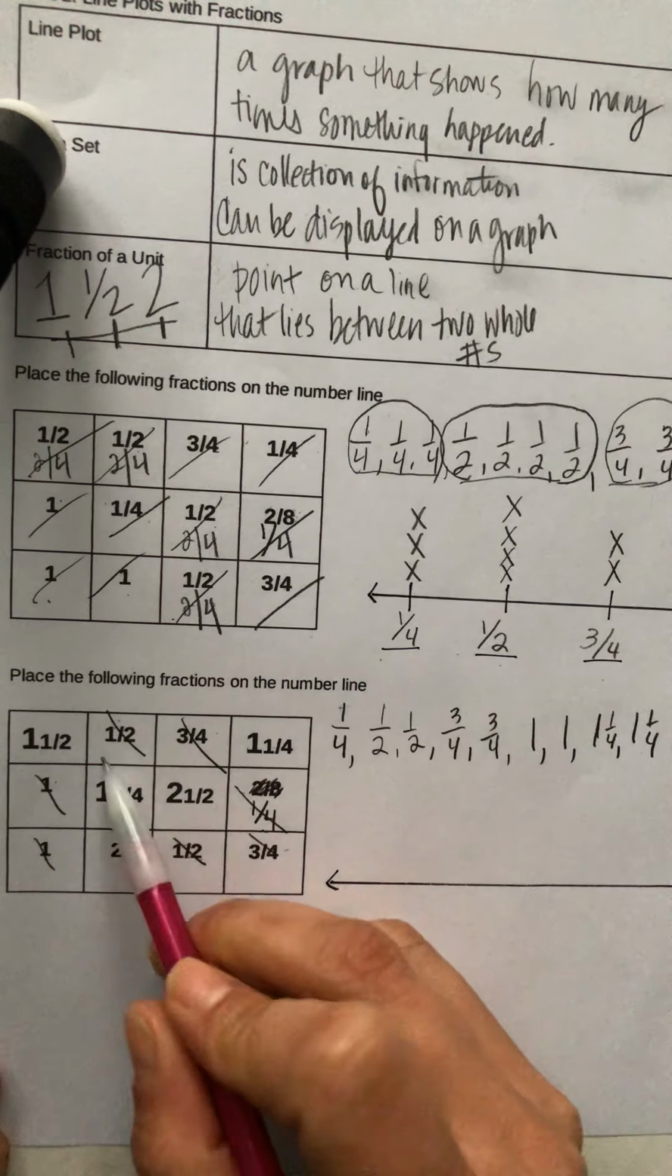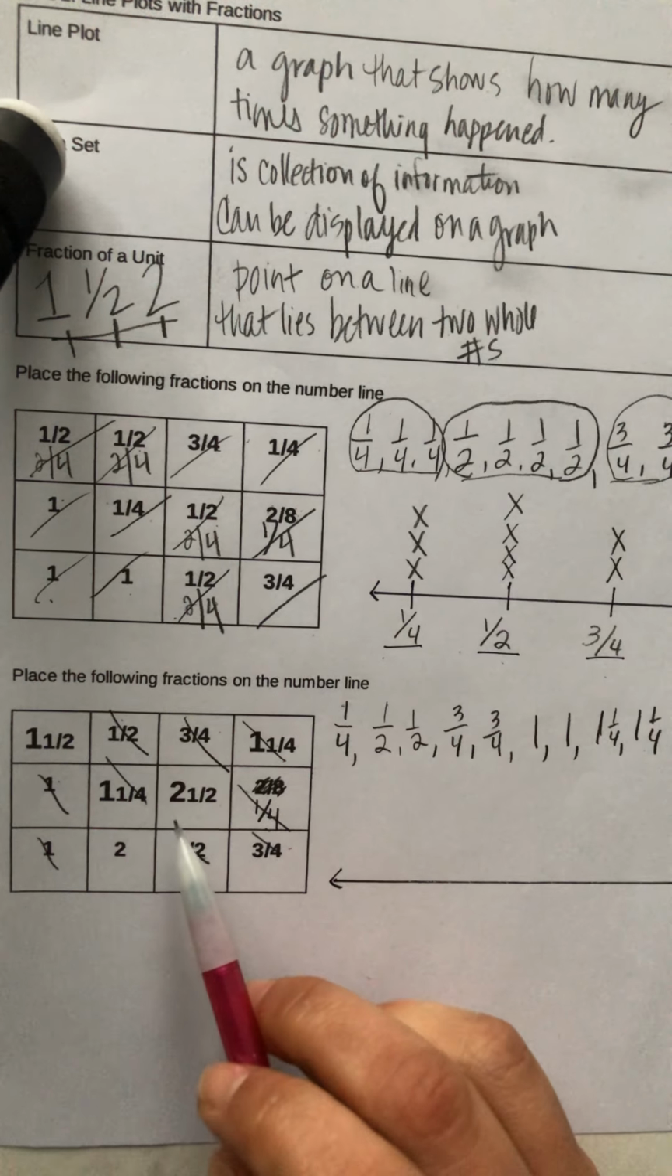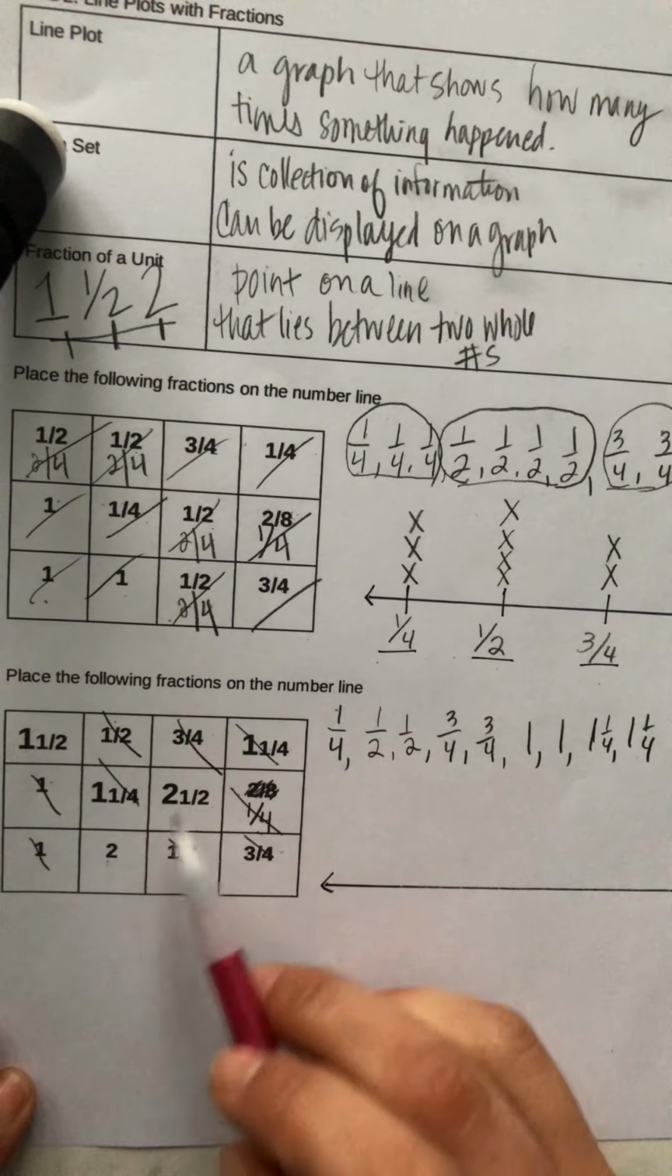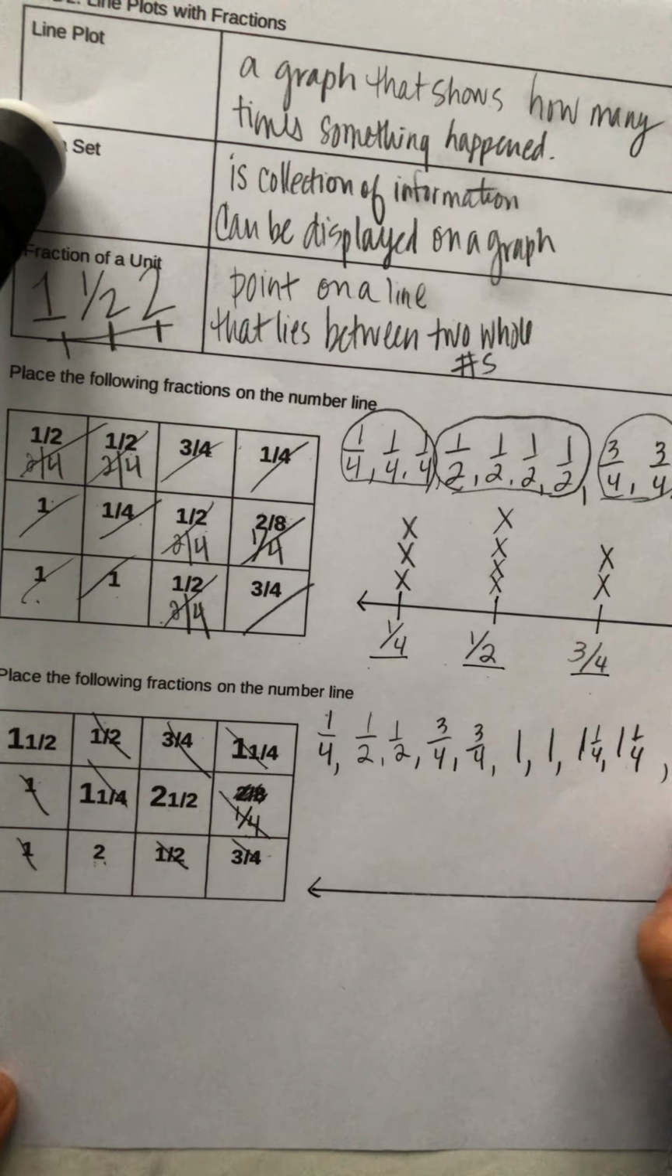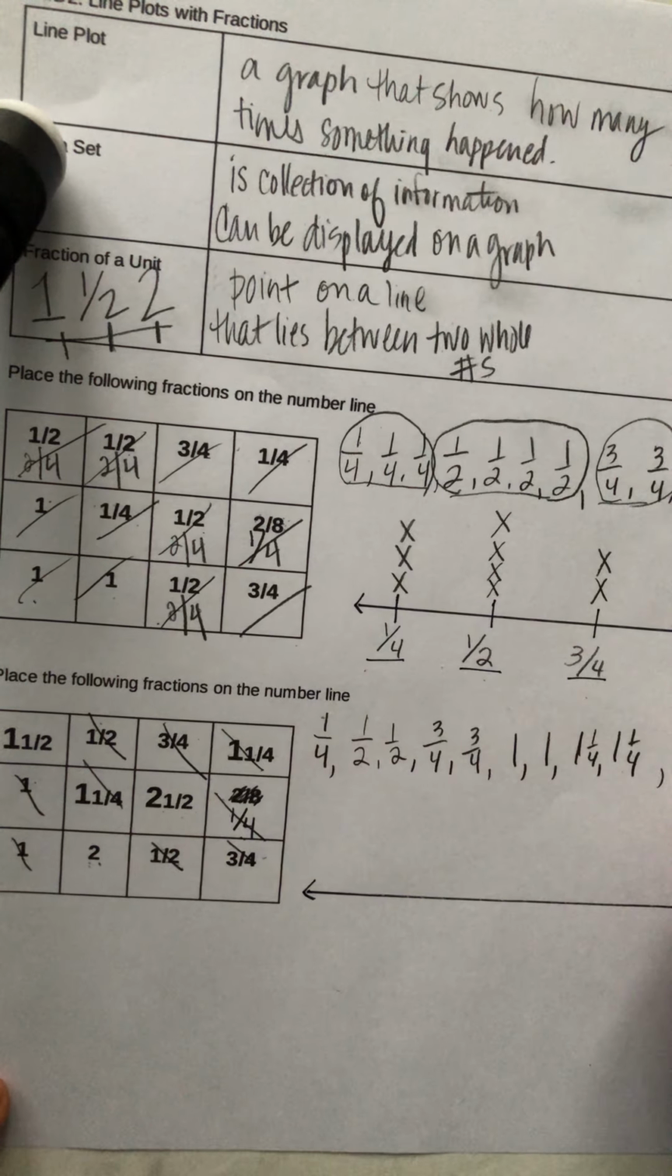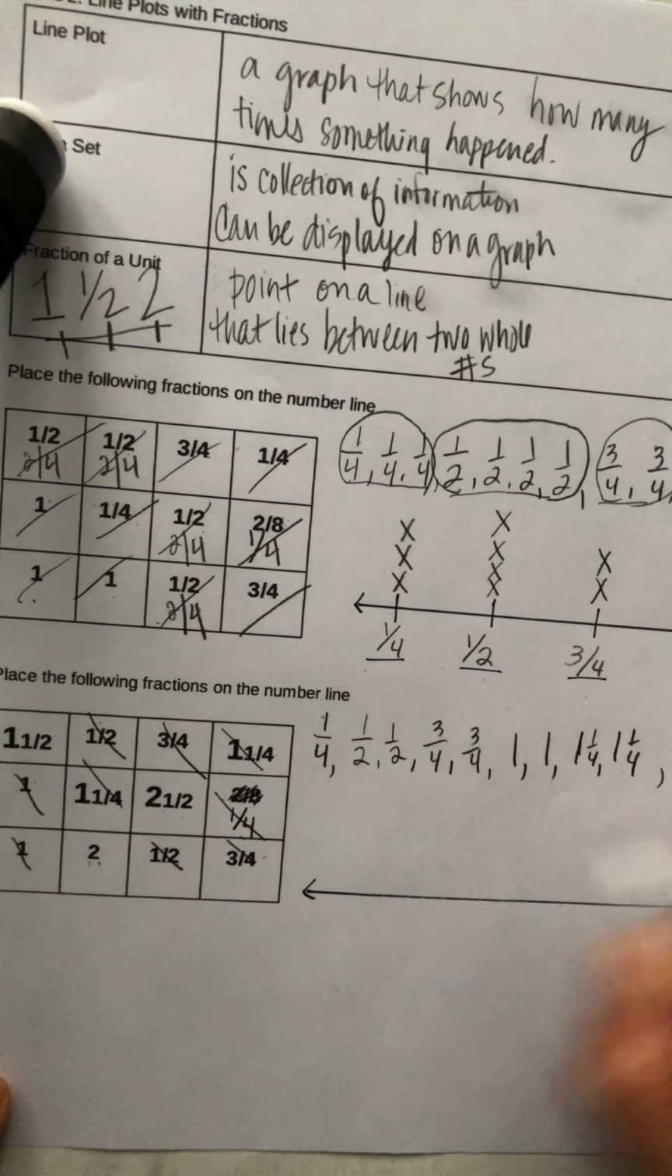And then done and done. And then it looks like we've got these 2 left. So 2 comes next. And then 2 and 1/4, or 2 and 1/2, sorry.